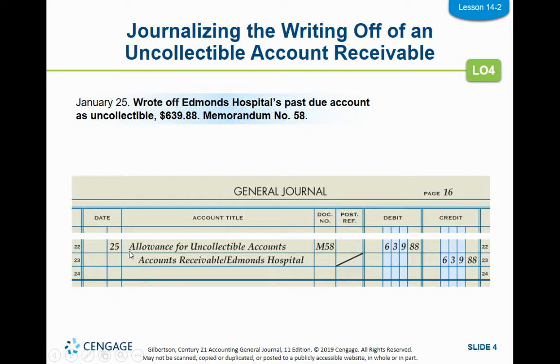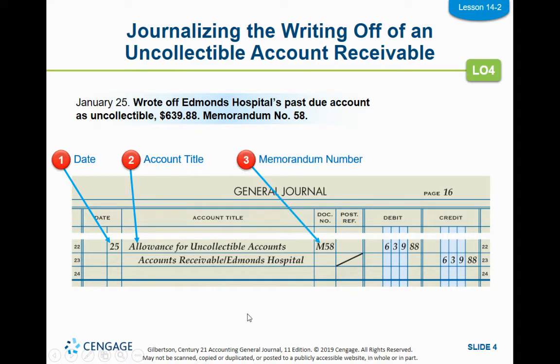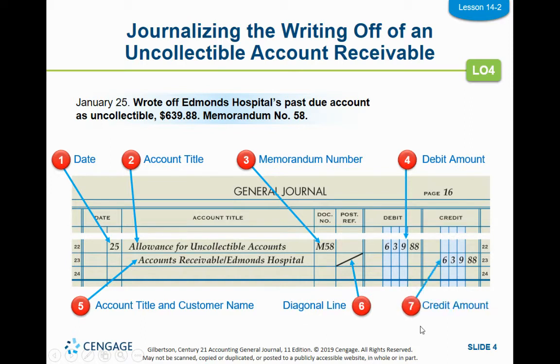When we do that, you're going to start with your date, of course. Then the account that is debited is allowance for uncollectible accounts. And then the credit is going to be accounts receivable / Edmonds Hospital. And we put that line there in the post ref to show that we're going to post this amount to the general ledger of accounts receivable and also to the accounts receivable ledger, Edmonds Hospital, to show that account has been written off.